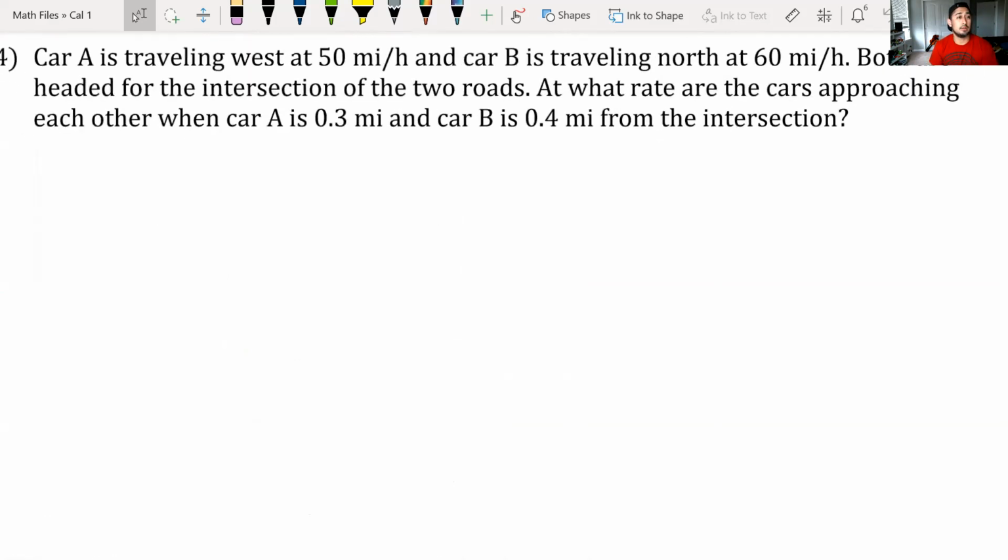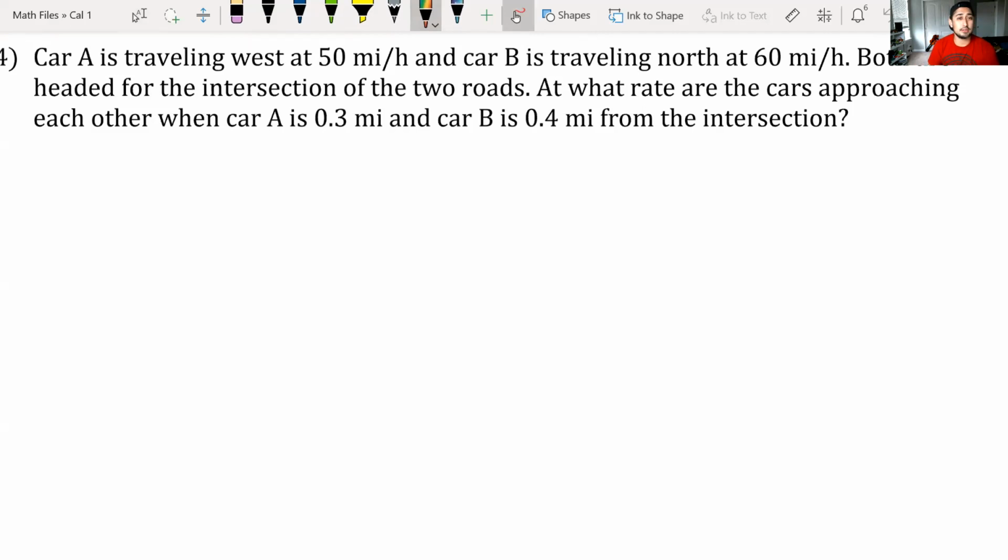All right. 4, car A is traveling west at 50 miles per hour and car B is traveling north at 60 miles per hour. Both are headed for the intersection of the 2 roads. At what rate are the cars approaching each other when car A is 0.3 miles and car B is 0.4 miles from the intersection? Okay, again, always, always, always diagram. Let's have fun with this one though.